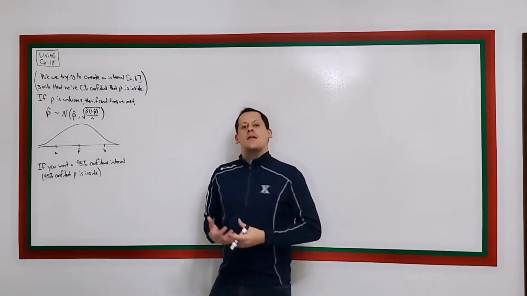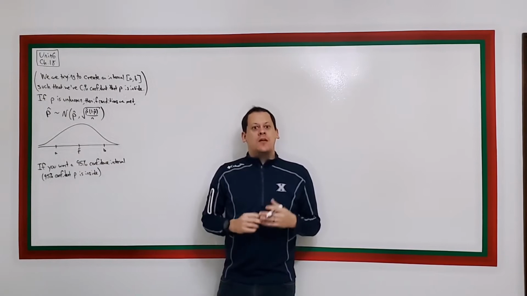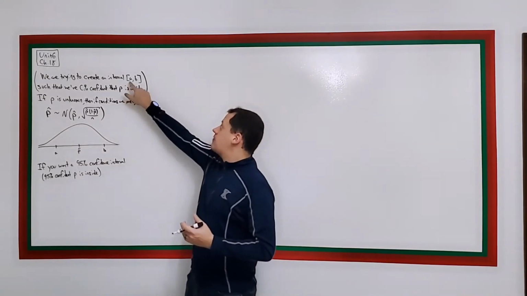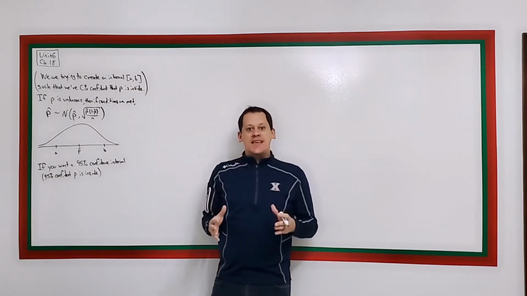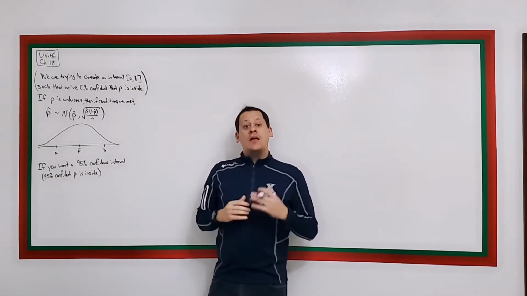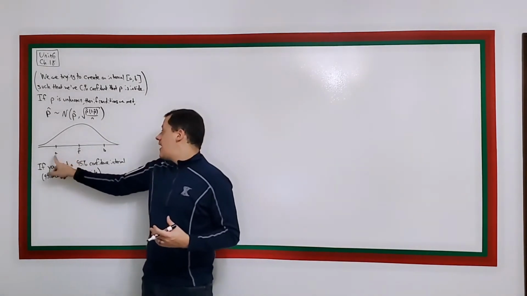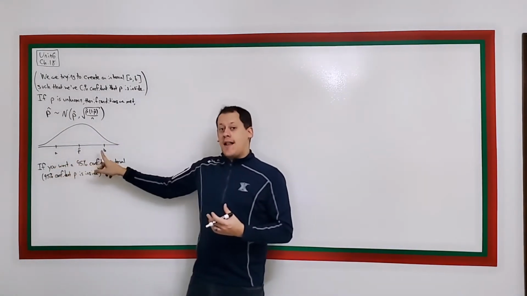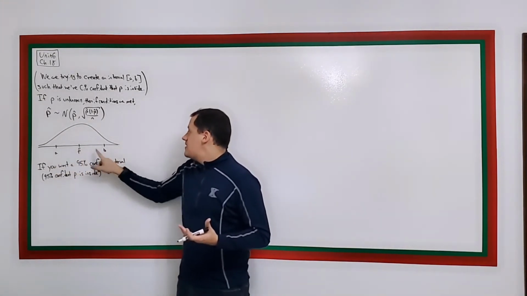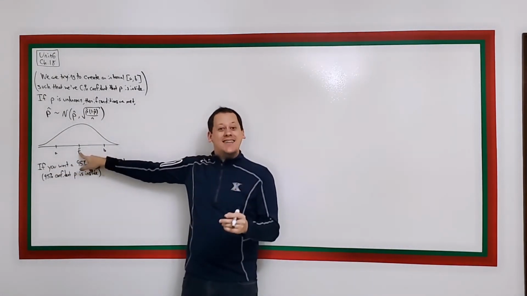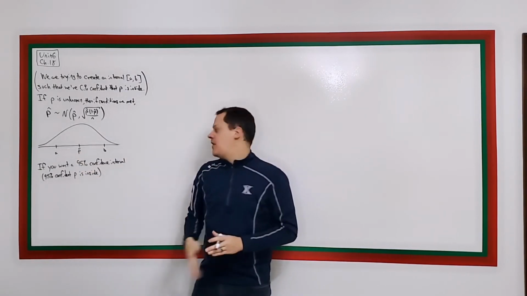So let's say we want a 95% confidence interval. We want to create an interval from A to B such that we are 95% confident that P is in that interval. The lower endpoint of that interval is going to be to the left of P hat, and the right endpoint is going to be to the right of P hat, and they are going to be the same distance apart because we want P hat, our best estimate of P, to be right in the middle of that interval.